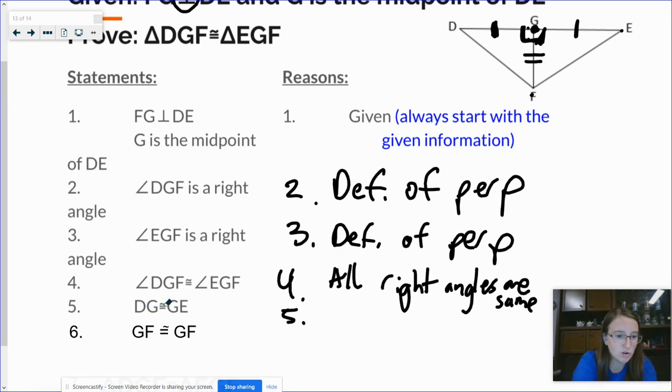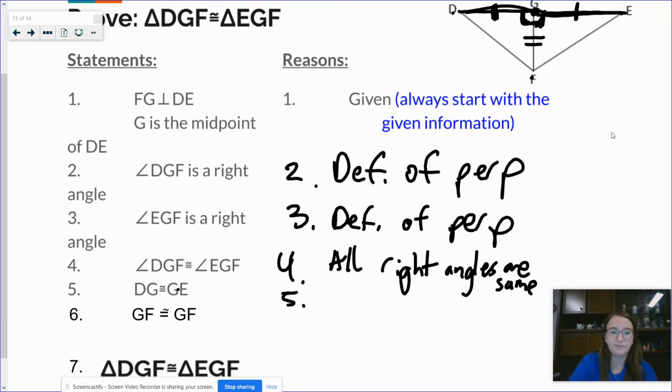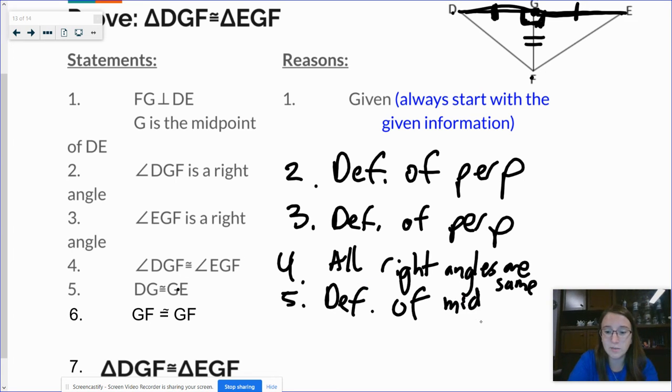So DG congruent to GE. DG is here. Congruent to GE is here. They're talking about these two pieces. Think back to what told us we were allowed to mark these congruent. We had a piece of information that told us we were allowed to mark them congruent. What was it? Midpoint. So because G is in the middle, those two segments are congruent. So this is going to be the definition of the vocab word that allowed us to mark them congruent. Definition of midpoint. Midpoint told us we were able to mark them congruent.